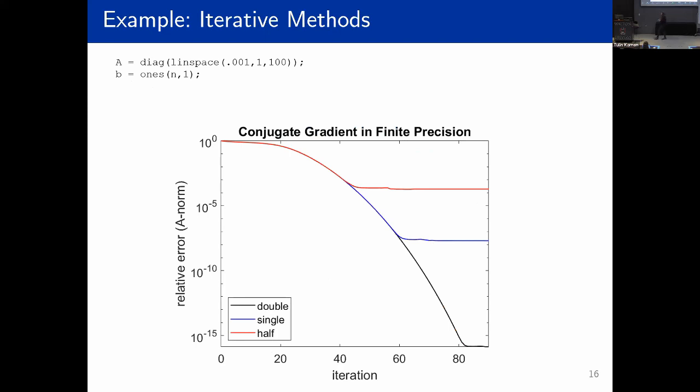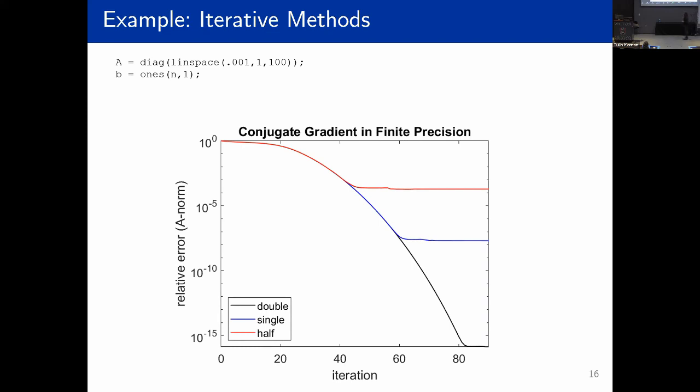Okay, and my third example is in my favorite topic, iterative methods for solving linear systems. Here I am plotting the relative error in the A norm versus the iteration for the conjugate gradient method in double, single, and half precisions. Here my matrix is just a diagonal matrix with equally spaced eigenvalues between 10 to the minus 3 and 1. So this is not particularly ill conditioned.